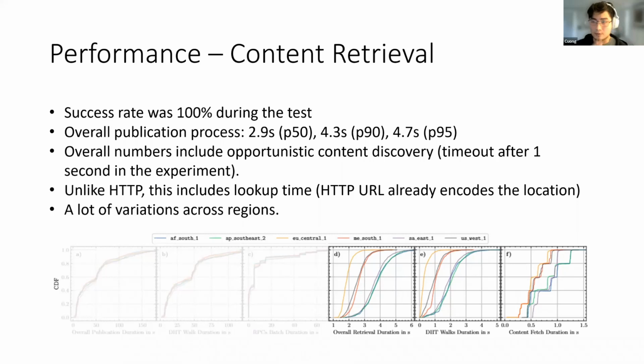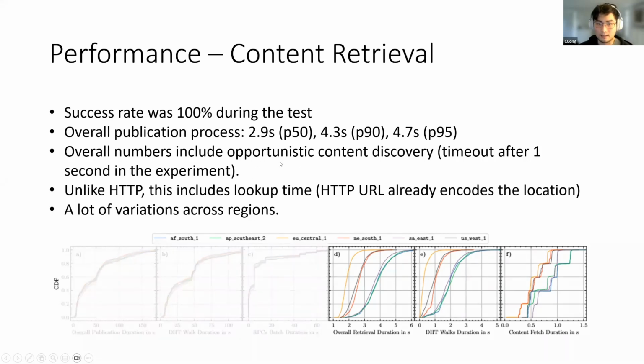Next is the content retrieval performance. They found that the success rate was 100% during their test, and the overall retrieval process took around 3 seconds for P50, 4.3 seconds for P90, and 4.7 seconds for P95, which is much lower than content publication.